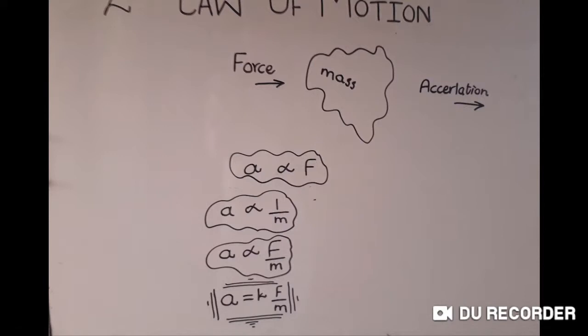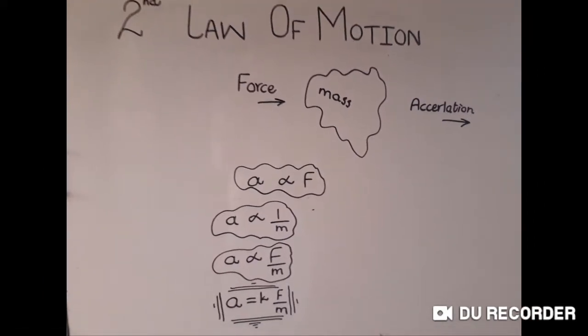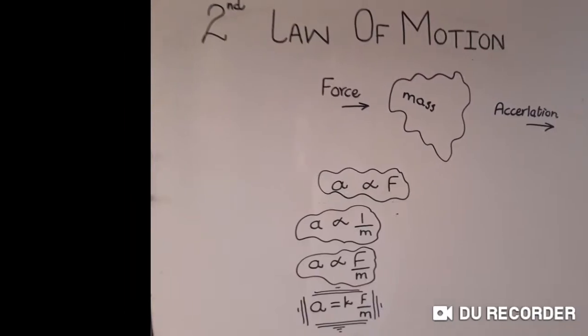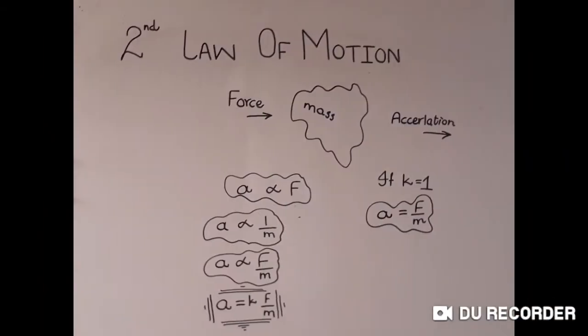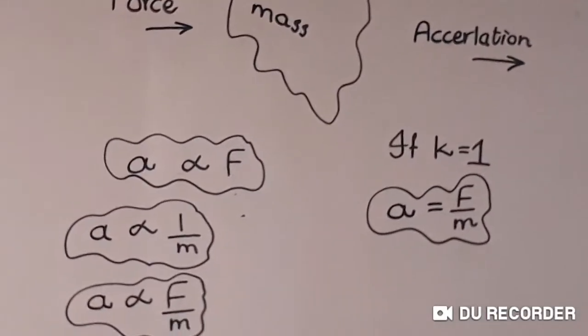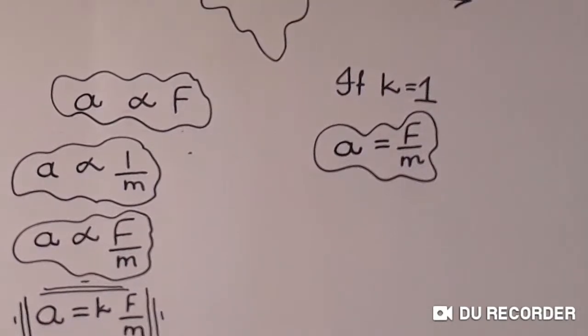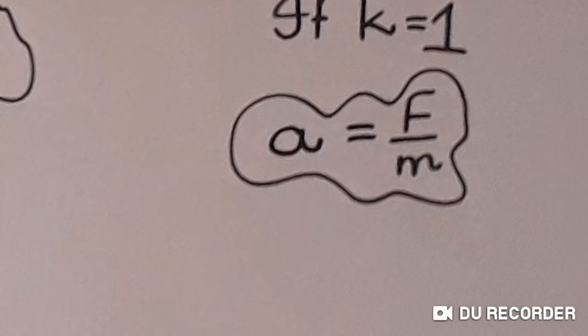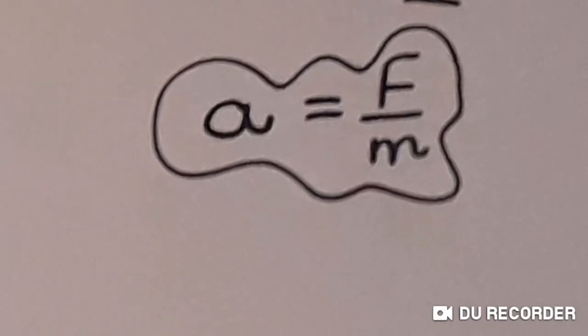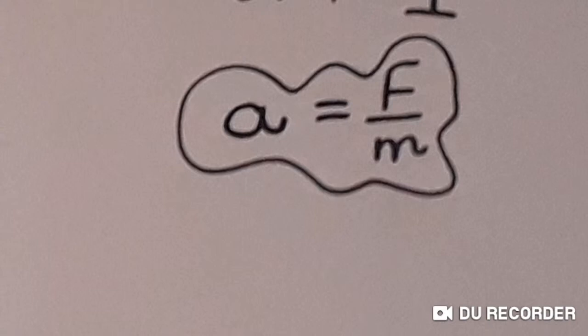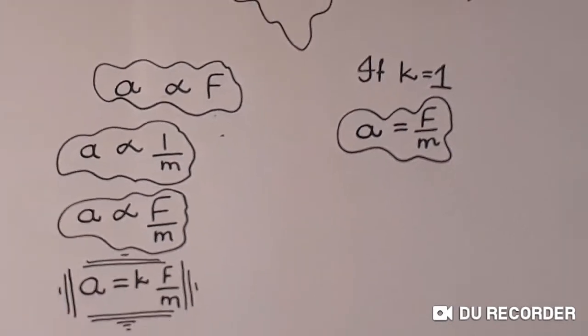And next, the value of the constant k in Newton's second law of motion is 1. When we put that value of k, we get a new equation: the acceleration is equal to the force divided by mass. Acceleration is equal to F over m.